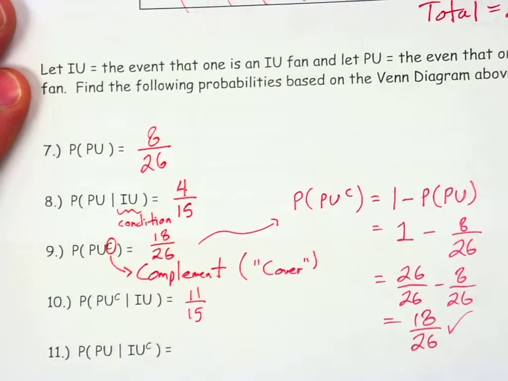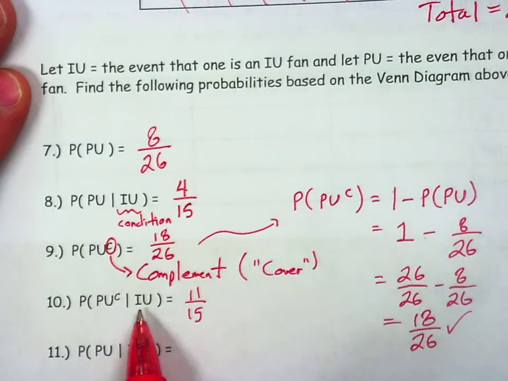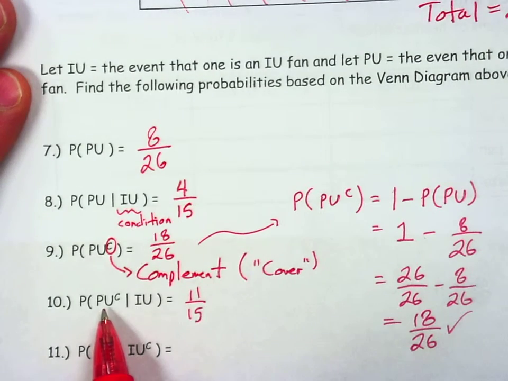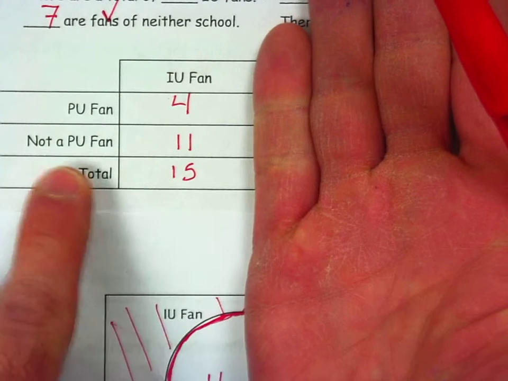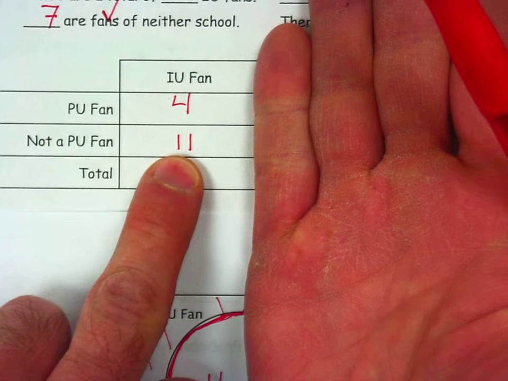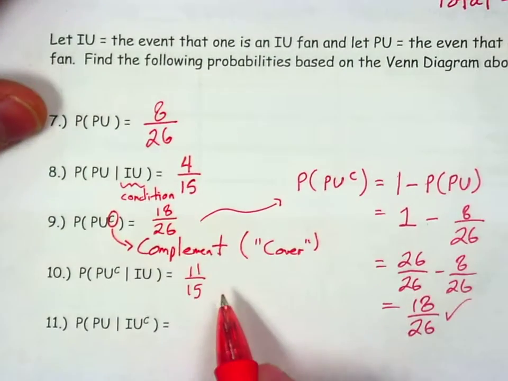Again, to check ourselves, we can look at the table. In the IU column, we can count up the fans that are not Purdue fans. So here is the IU column. There are 11 that are not Purdue fans out of a column total of 15. There's the 11 out of 15 again.